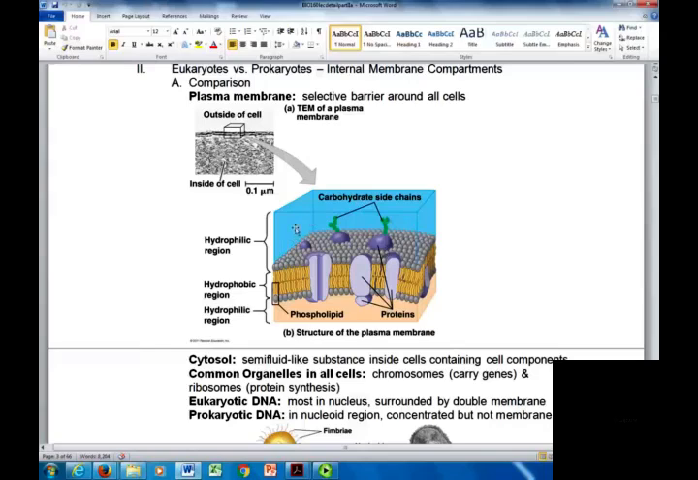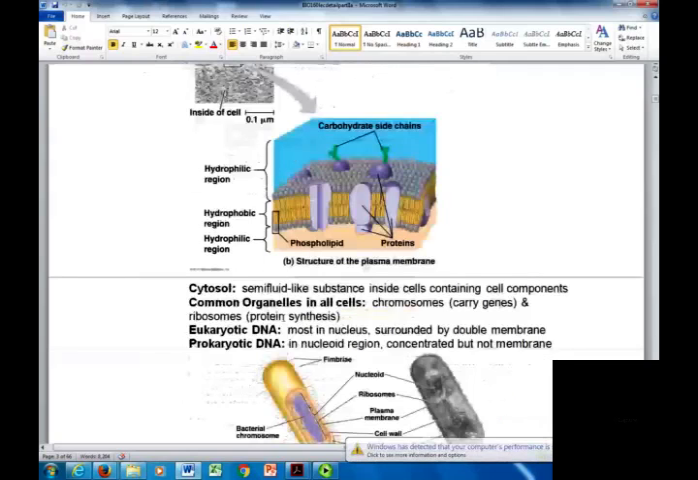So what this creates is a region on the outside of the cell that is hydrophilic, a region in the middle of the plasma membrane that is hydrophobic, and then the inside of the cell can be hydrophilic as well.